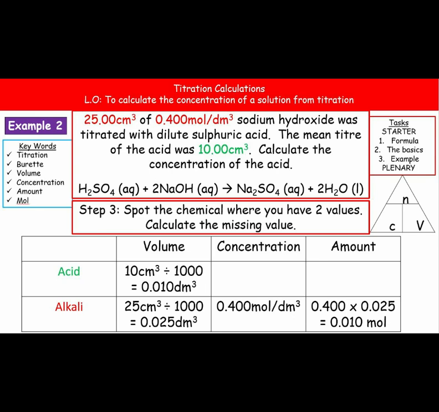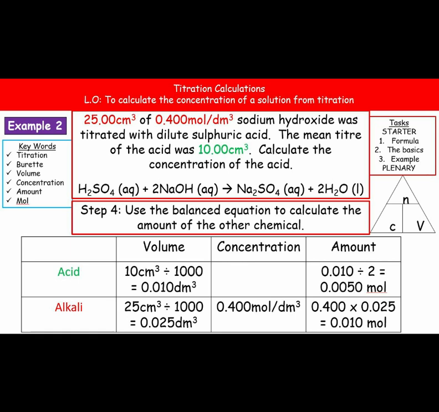Now, if we remember our formula, to work out the amount in moles is the concentration times the volume. We've got a concentration, we've got a volume, so all we actually need to do there is multiply them. So concentration times volume, 0.4 times our 0.025, and fill that in our table under our alkali and amount section. The next thing we need to do is go back to our balanced equation to work out the amount of our other chemical.